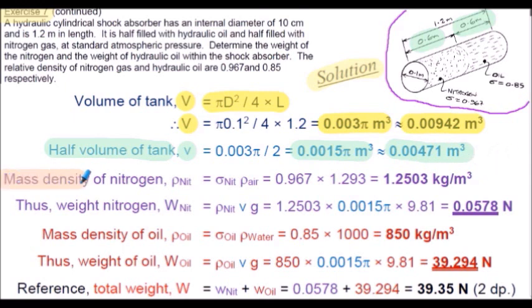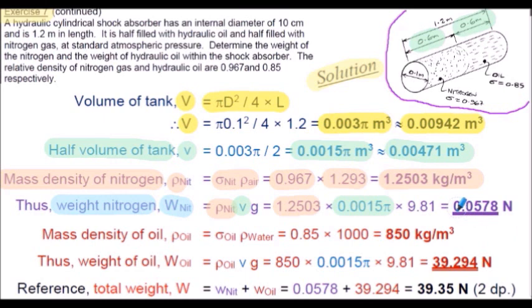Next, I've calculated the mass density of the nitrogen, using the symbol rho here. So that's the relative density of the nitrogen multiplied by the mass density of air. That produces our density in kilograms per meter cubed. To find the weight force of the nitrogen, symbol capital W here, is simply the mass density from above multiplied by the volume of half a tank multiplied by gravitational acceleration. So that evaluates to 0.0578 newtons. So that's the weight of the nitrogen in the cylinder.